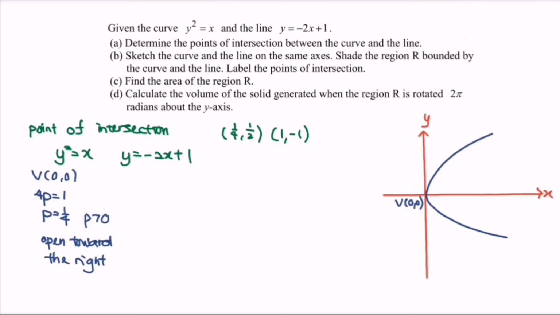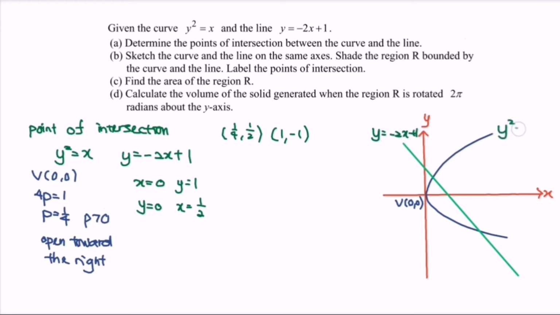Next, kindly focus on y equals negative 2x plus 1. As we can see, this is a straight line graph. In order to draw the straight line graph, we need 2 points. When x equals 0, y equals 1. When y equals 0, x equals 1 over 2. Let's say this is the line for y equals negative 2x plus 1.